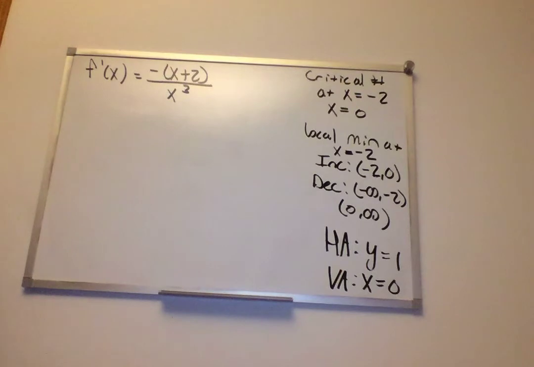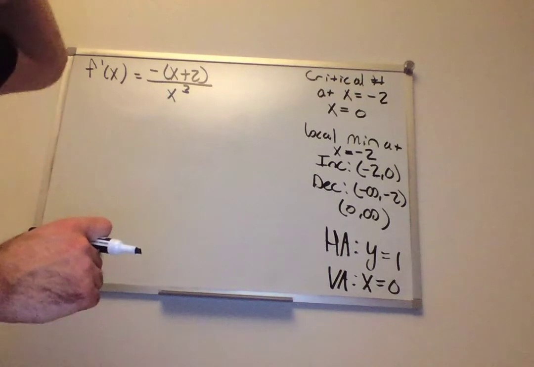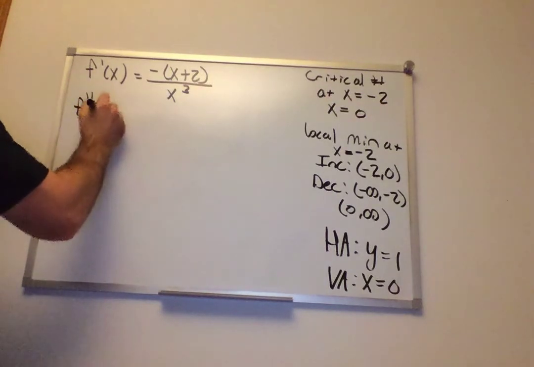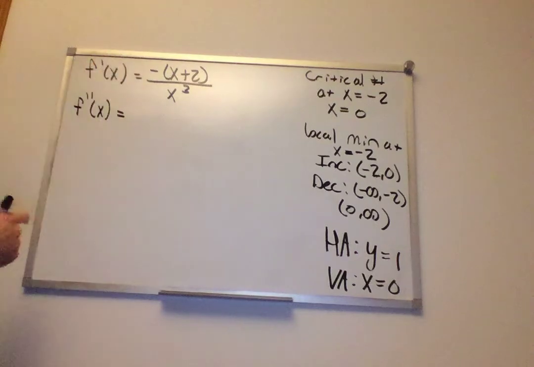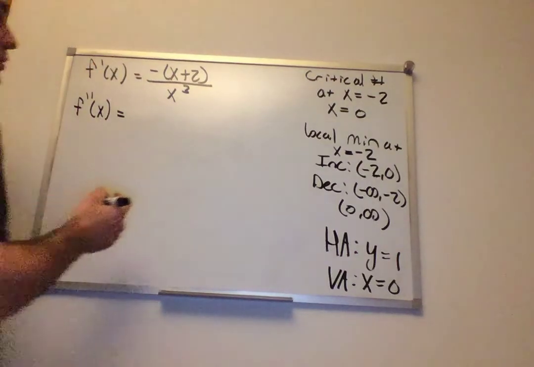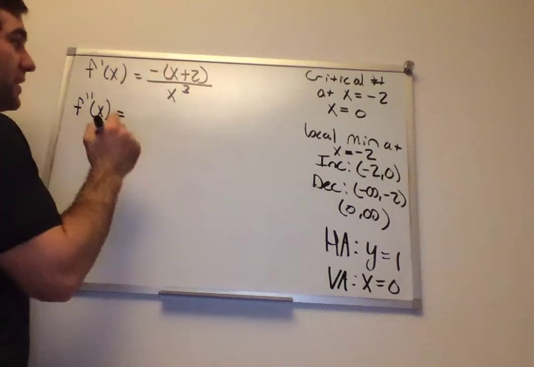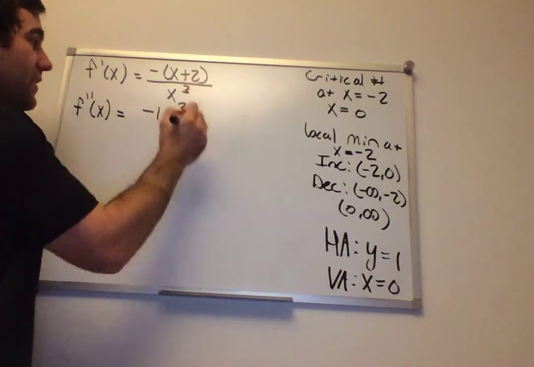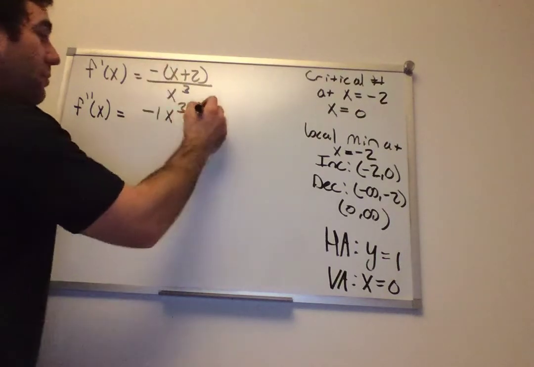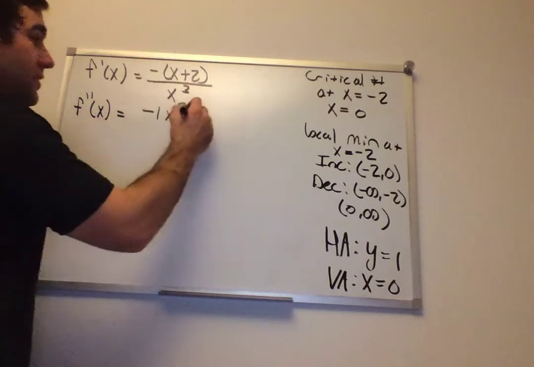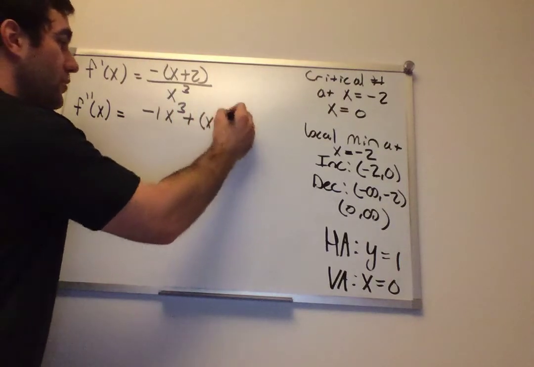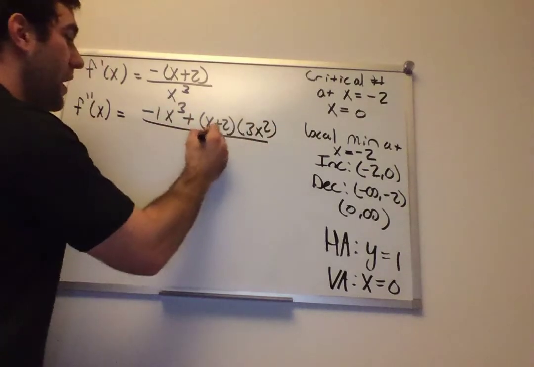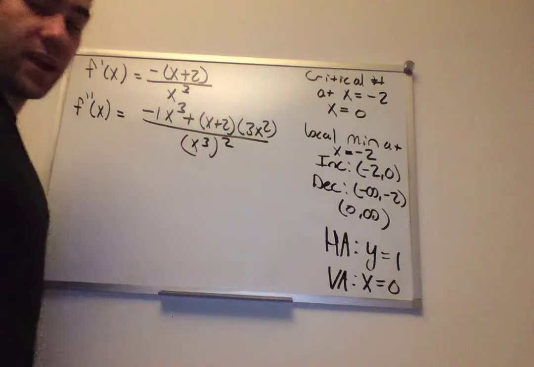So, now we need the intervals of concavity and the inflection points. So now I'm going to take the second derivative of this thing. Now it's in the form of a quotient, so I've got to use the quotient rule. Let's see, the derivative of the top is just going to give me a -1 times the bottom, so -x cubed, minus the top, which since it has a negative, it's going to turn to a positive x plus 2, times the derivative of the bottom, which is 3x squared, divided by x cubed, all of it being squared.